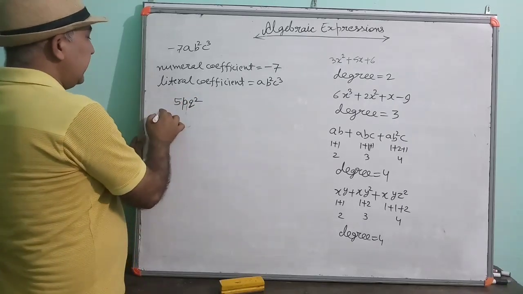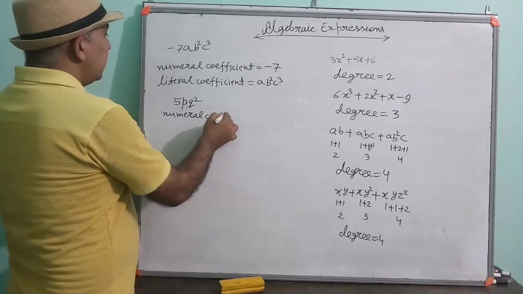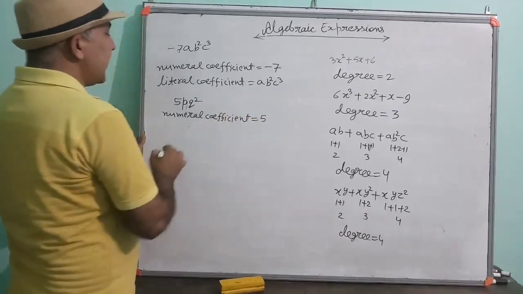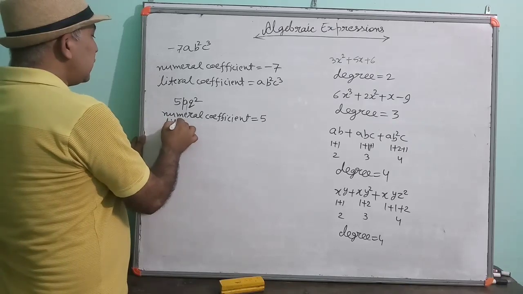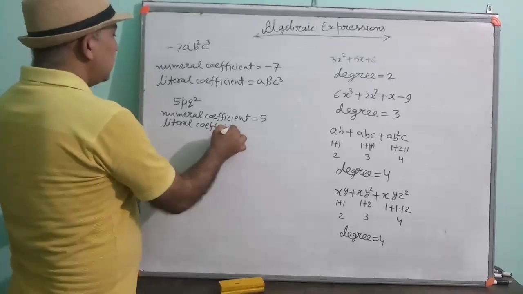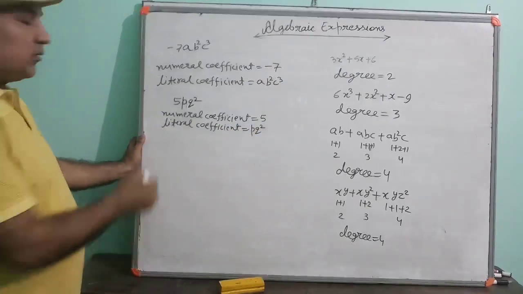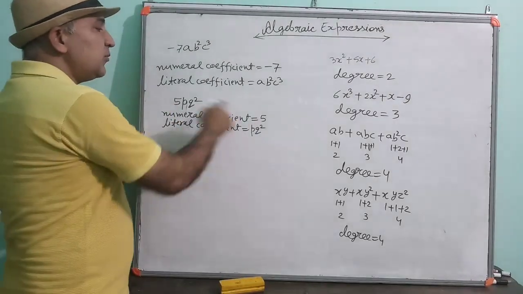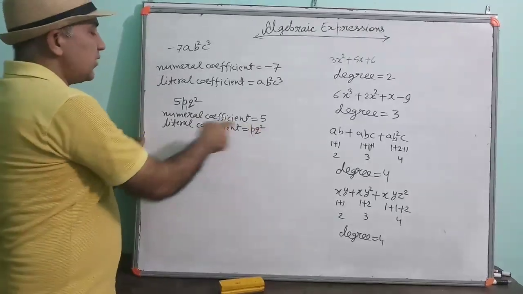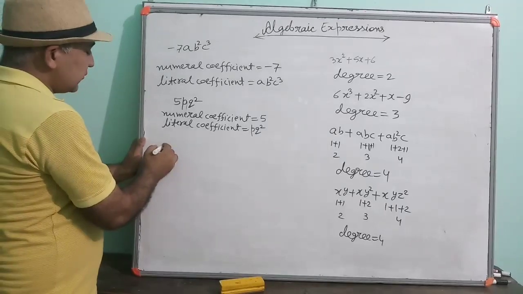5pq square. Here the numeral coefficient is 5 and literal coefficient is pq square. Because constant number is 5, so this is numeral coefficient, and p and q are the alphabet, so pq square is the literal coefficient. Is this clear? Now see this one.